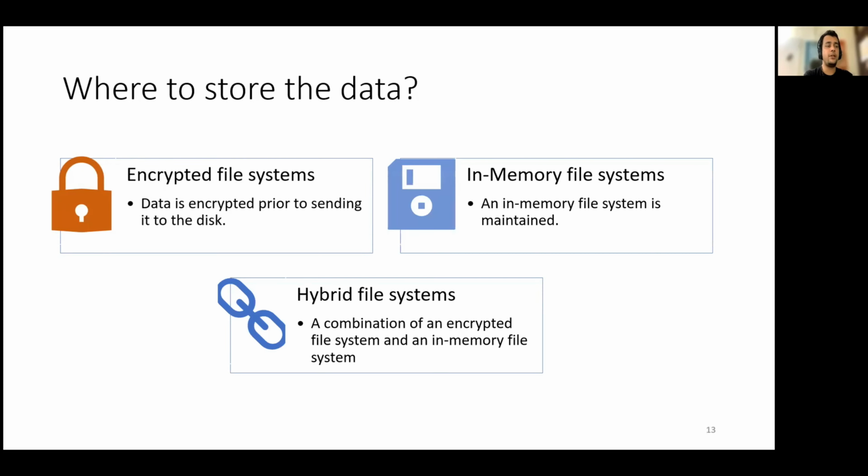The third option is to use a hybrid design. Here, the set of hot data is kept in a secured memory. However, as the file system grows, a portion of the data is offloaded to the untrusted file system after encrypting it and putting integrity checks in place. Our solution is based on this design.